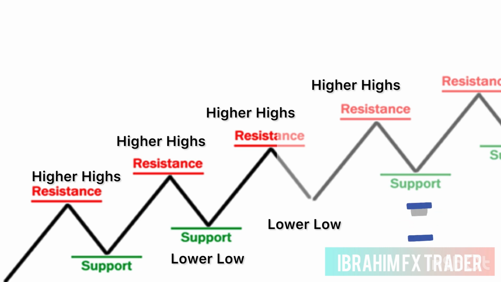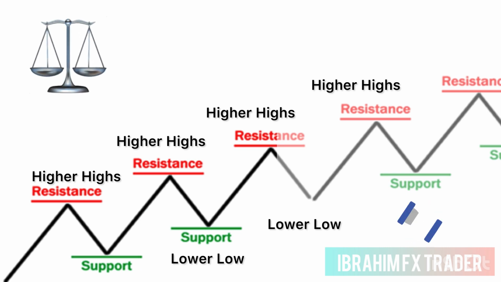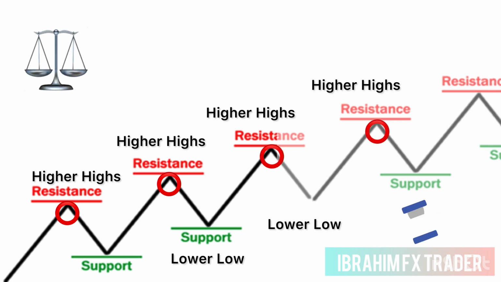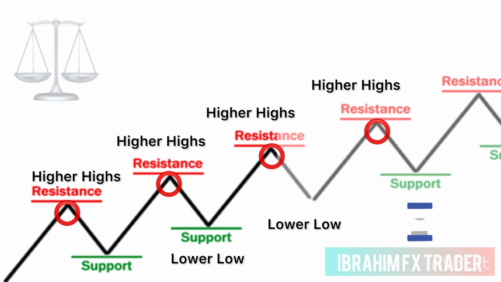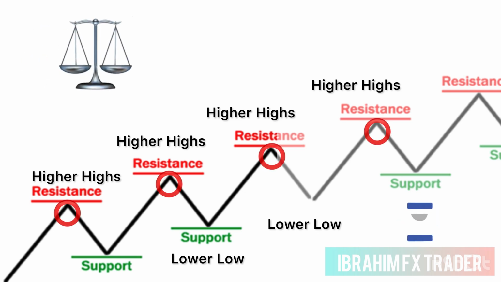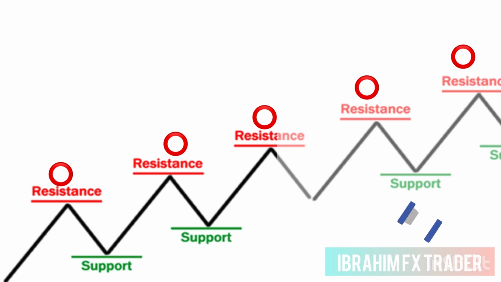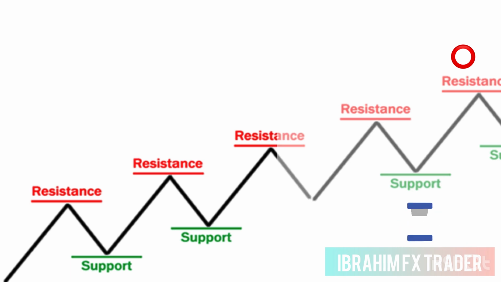Once we have identified these levels, we can apply the market structure formation to determine continuation of trend. For example, if the market is making a new high, we can use the structure to calculate the possibility of a pullback or continuation of the uptrend.